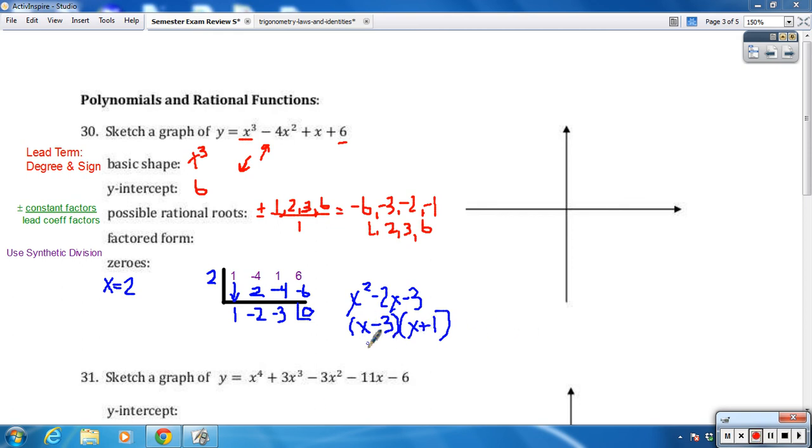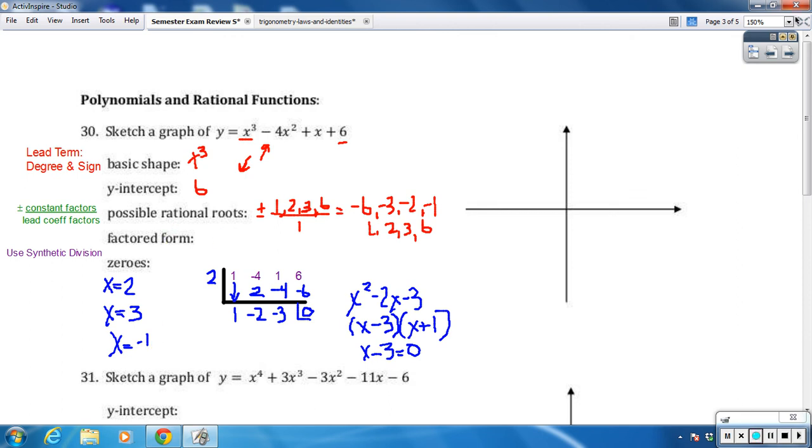So in order to get our zeros now, remember, I set each one. You always set your factor equal to 0 in order to find the 0, and your 0 is going to have the opposite sign of what your factor is. So one of my zeros is going to happen at +3, and the other one is going to happen at -1.